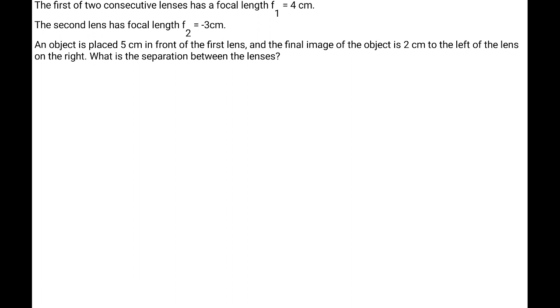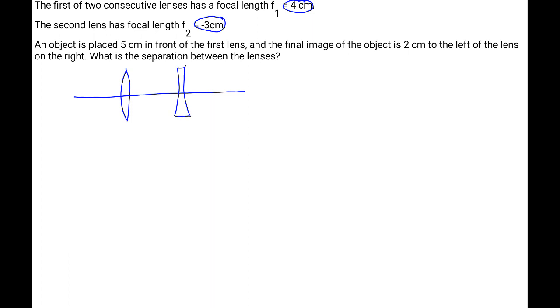Well, let's draw a picture first so that we can figure out what this problem is asking us. So we have two lenses, and the first thing I notice is that the first lens has a positive focal length, so it's converging. The second lens has a negative focal length, so it's diverging. So I have a converging lens and a diverging lens, and I know their focal lengths.